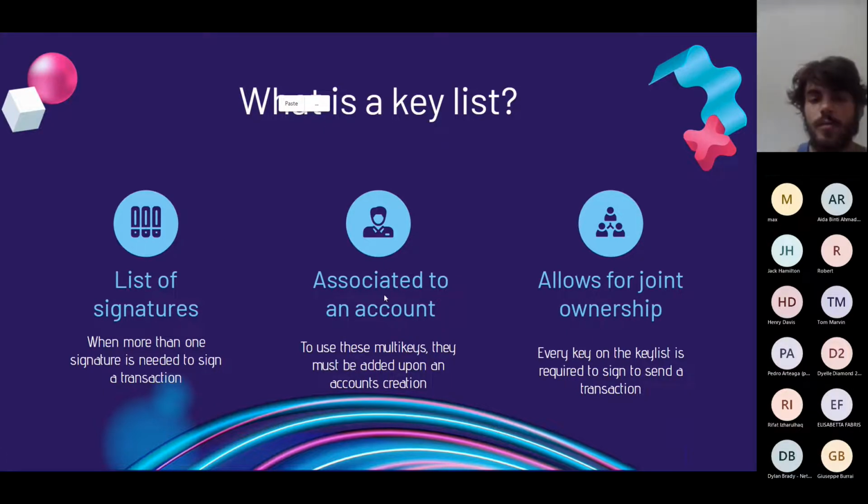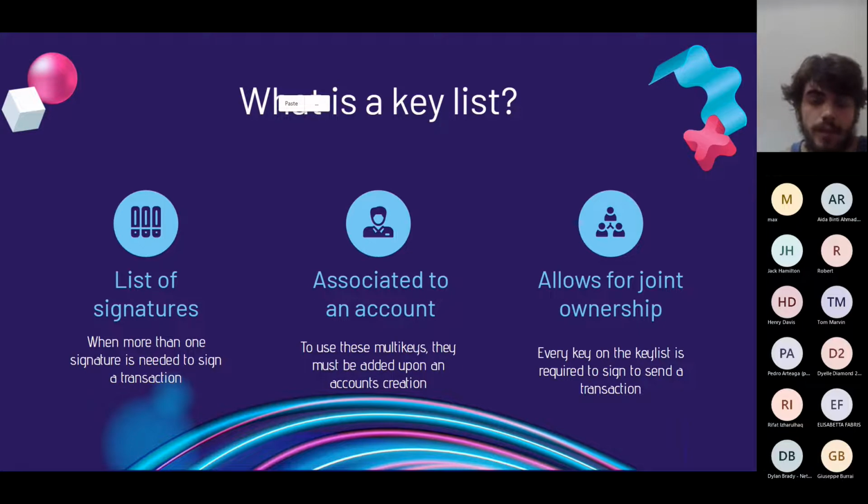Now, key lists need to be associated with an account when the account is being created. If you already have an account, you can't suddenly make it a multi-key account. You have to create a new account which is programmed in such a way that it will have a multiple key list. And what does this allow for? Well, it allows for joint ownership, really. An example of this could be a family account. If the husband and the wife want to have a joint account where you require both signatures to send a transaction, this makes perfect sense.